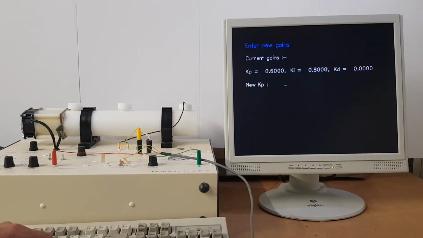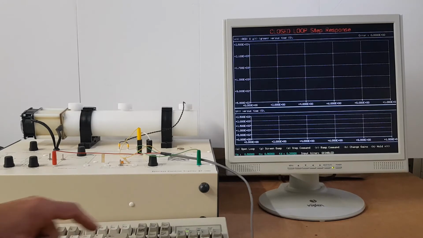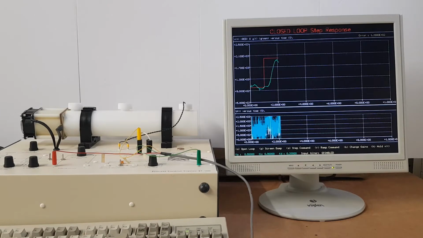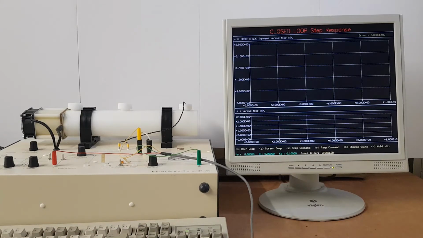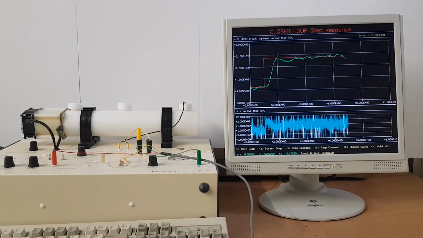If we chose another one, let's say PID 0.9, 0.9, 0.2. This is a PID design. It's maybe a little bit faster than the PI. It's maybe not quite as good on that. Let's try 0.9, 0.9, 0.1. So we have a little bit faster PID, and that's an example of a fairly well tuned PID controller.